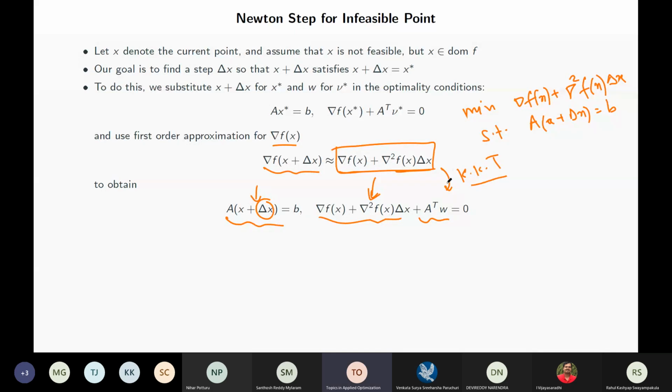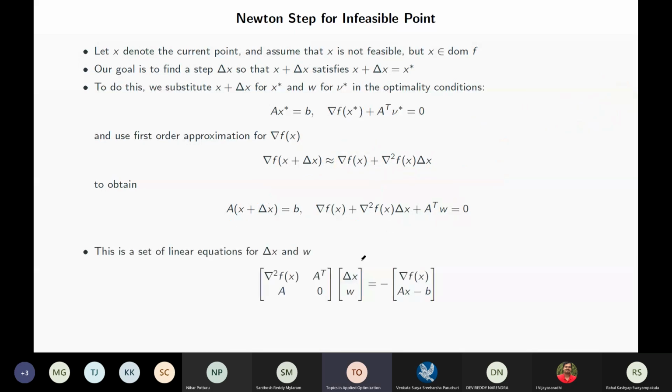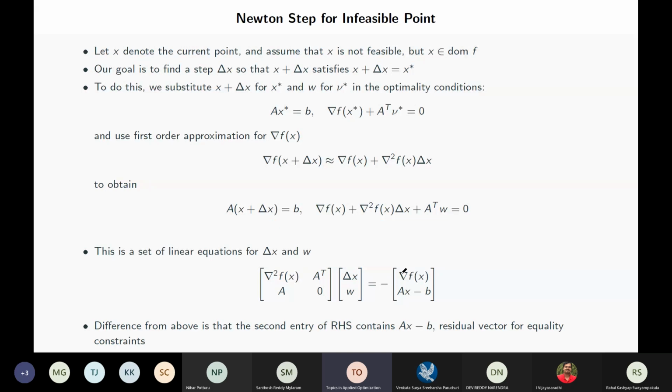So if I do a KKT, this is the KKT for that. And this is a set of linear equations for delta x and w. So now we can put this in the linear system form. So grad square and so on. And this is what we get.